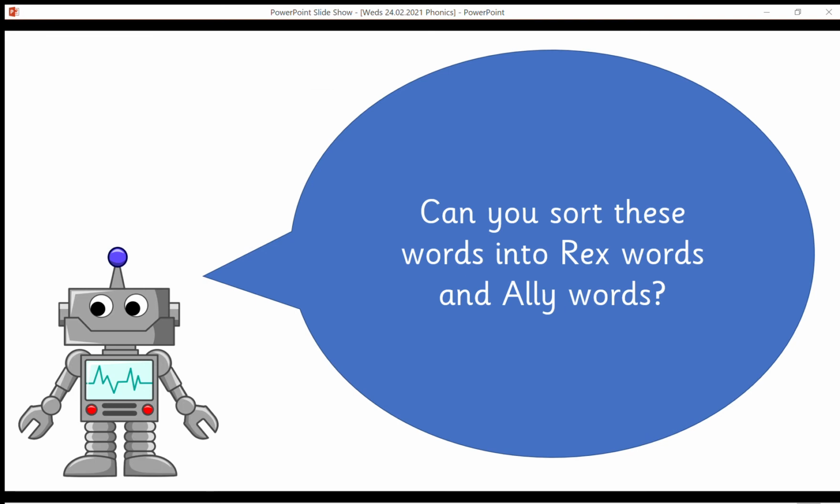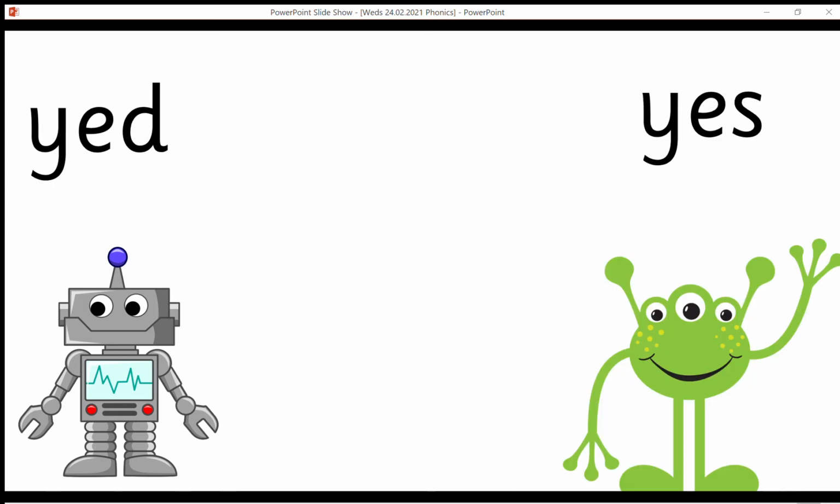Now, we are going to sort these words into Rex words and Ali words. So, Rex words are real words and Ali words are nonsense words, they're alien words. I would really like it if you could have a go at blending along with me. So, you will need your Rex robot arms. Are you ready? Okay, let's go. So the first one, let's get ready.